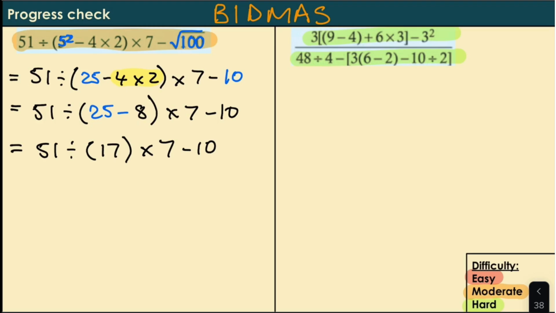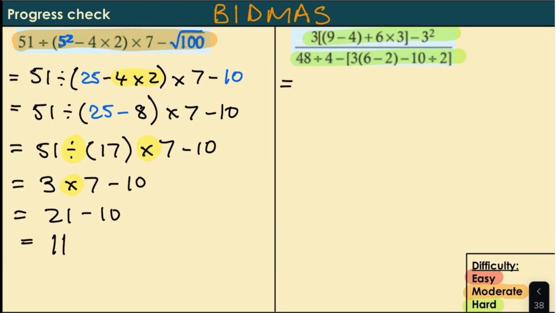Now, I have division and I have multiplication. I simply work from left to right. 51 divided by 17, 3 groups of 17 is 51. In the next step, of course, I multiply before subtracting. And my solution is 11. Last question. This is tricky, but if we follow the steps, we can do it.